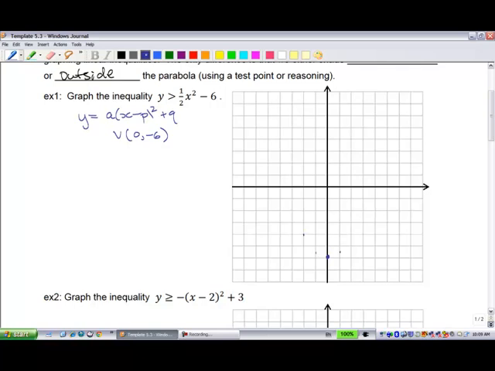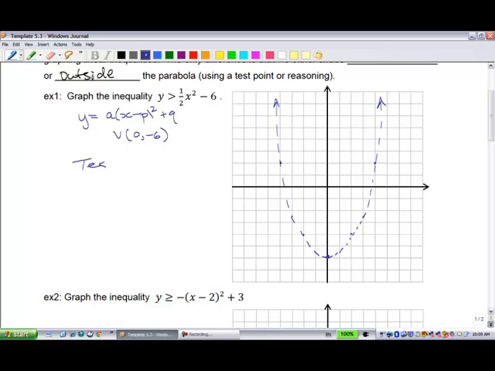2, 4 goes to 2, 2. 3, 9 goes to 3, 4 and a half. 4, 16 goes to 4, 8. And we can probably get a pretty good curve based on that. Notice that it is an inequality without an equal sign, so we're going to use dotted lines on this one. It's a little bit easier for me to hit all the dots when I'm drawing dotted lines here. So there's our parabola.